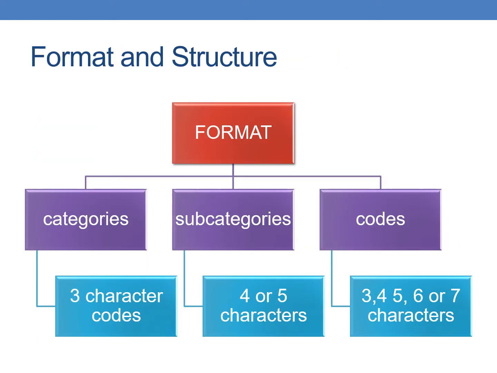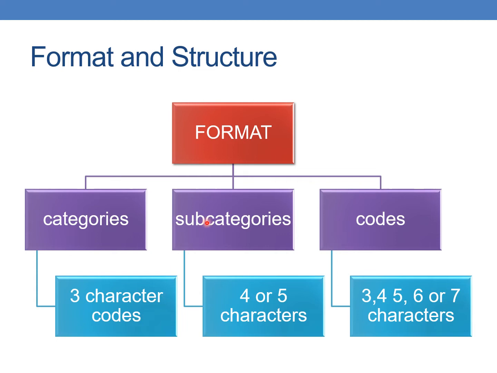Coming to the format and structure of ICD-10-CM. The ICD-10-CM tabular list contains categories, subcategories and codes. The characters for categories, subcategories and codes may be either a letter or a number. All the categories are 3-character codes. A 3-character category that has no further subdivision is equivalent to a code.